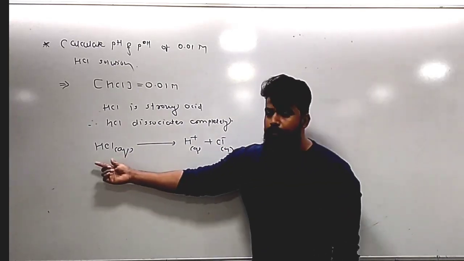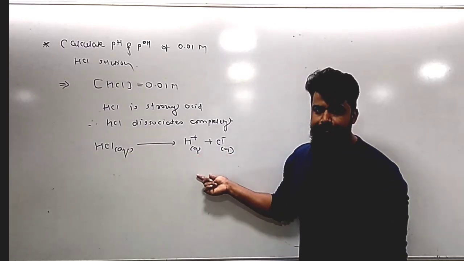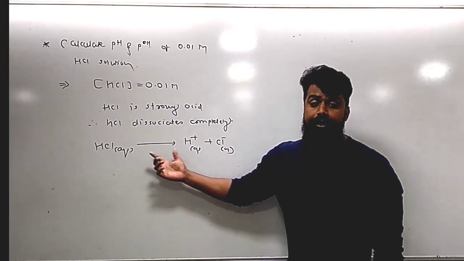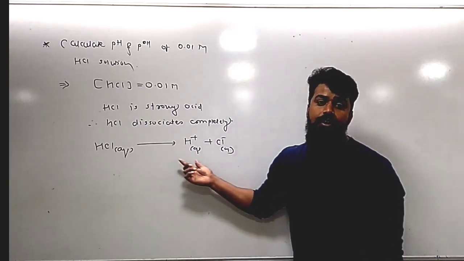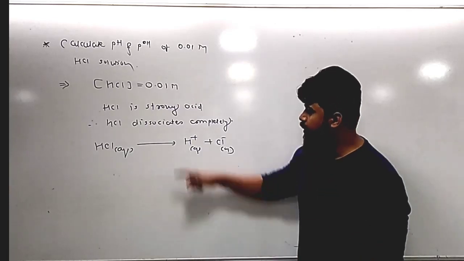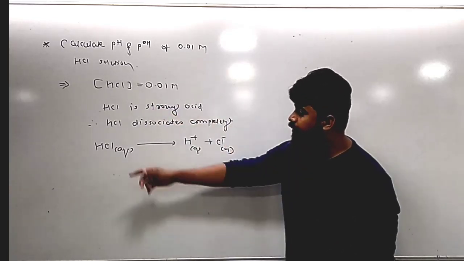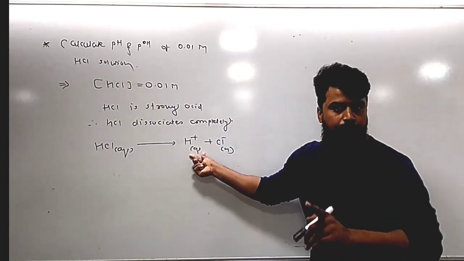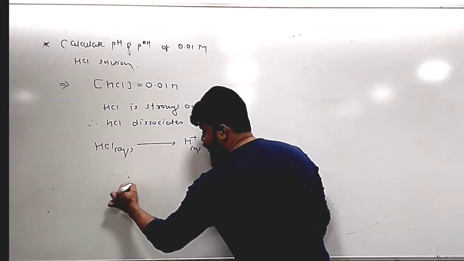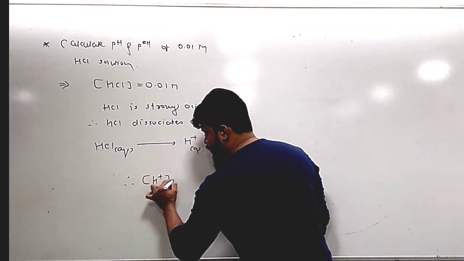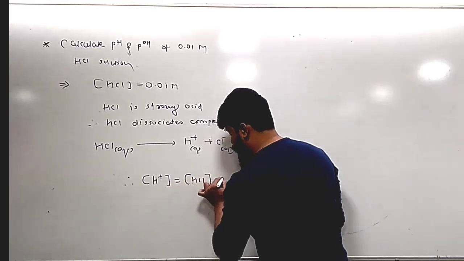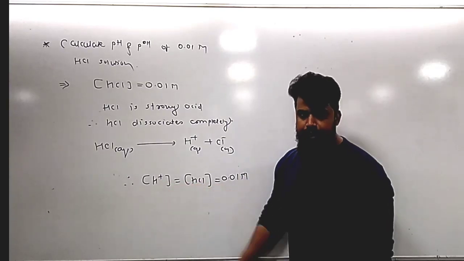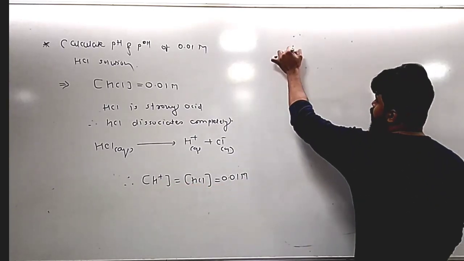If one HCl molecule is dissolved, it is going to produce one H plus ion. If 2 HCl molecules are dissolved in water, they will produce 2 H plus ions. If 100 HCl molecules are dissolved, they will produce 100 H plus ions. The reason is very clear: HCl is a strong acid. That's why when 0.01 molar HCl is dissolved in water, it will produce 0.01 molar H plus ion. Therefore, here the concentration of H plus ion is equal to the concentration of HCl, which is equal to 0.01 molar. Here we just calculated the concentration of H plus ion. The reason is very clear, because we want to find out the pH.